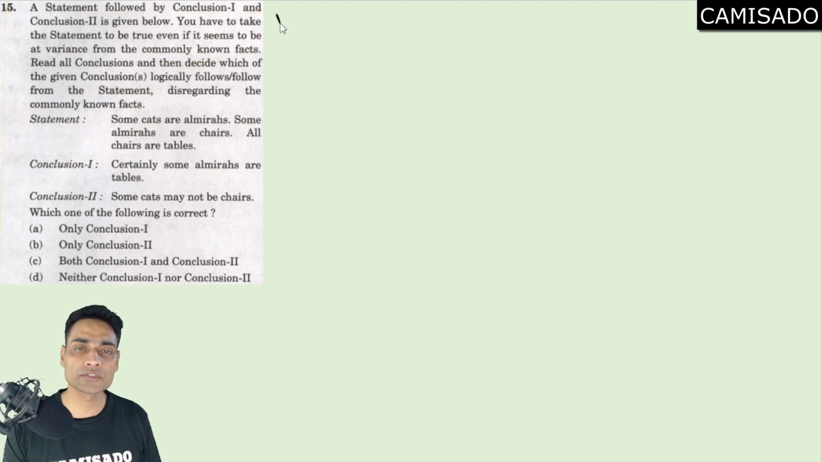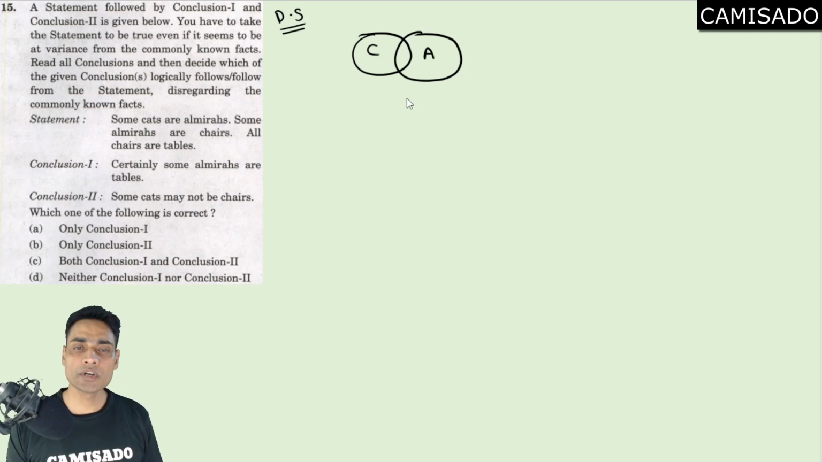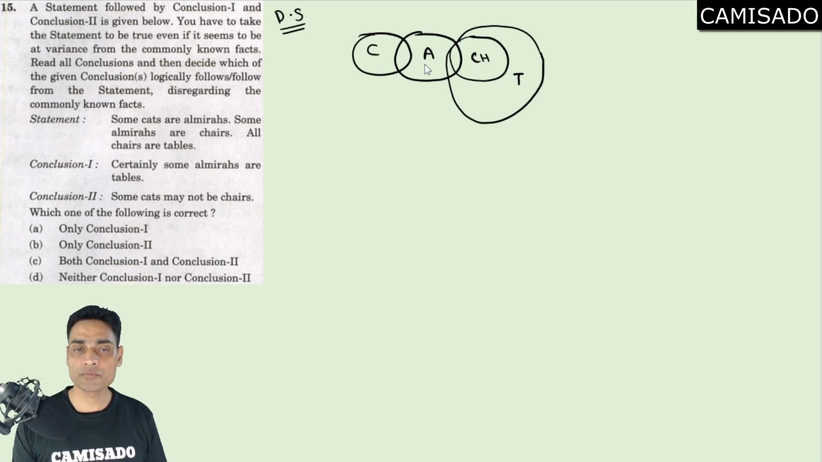Coming to next, again a question of data sufficiency. The statement first. I am not reading this again. Some cats are Almiras. So these are cats. Some cats are Almiras. Some Almiras are chairs. All chairs are tables. So some cats are Almiras, some Almiras are chairs, all chairs are tables.